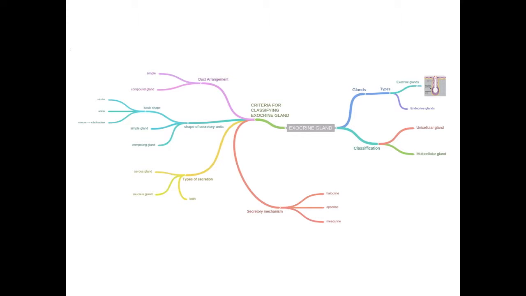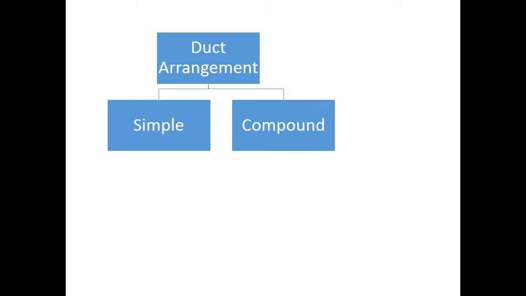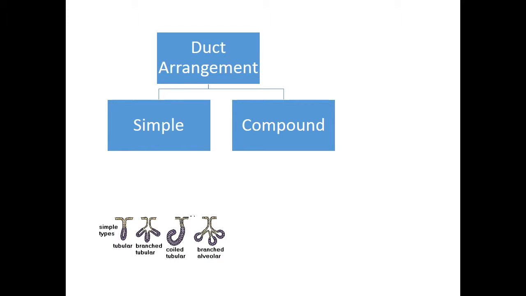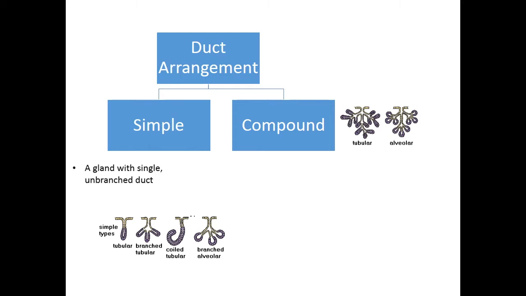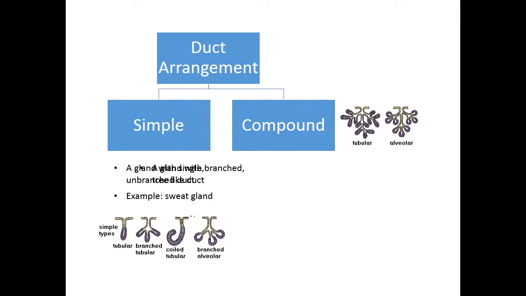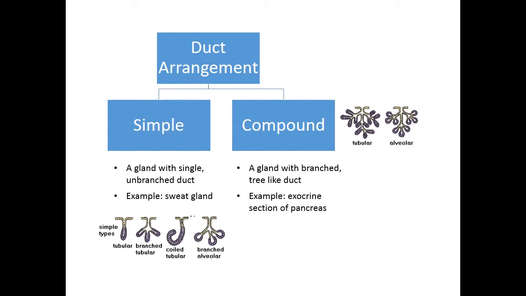The next criteria for classifying exocrine gland is duct arrangement. Duct arrangement can be divided into two. First is simple and the second one is compound. Simple gland is a gland with single unbranched duct. Example is sweat gland. Compound is a gland with branched duct. Example is exocrine section of pancreas.